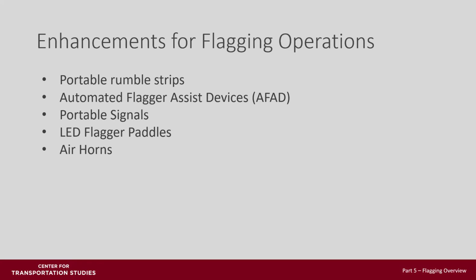Let's talk about how you can enhance your flagging operations. A few things that are included in the field manual that are available to you are portable rumble strips, automated flagger assist devices, portable signals, LED flagger paddles, and air horns.